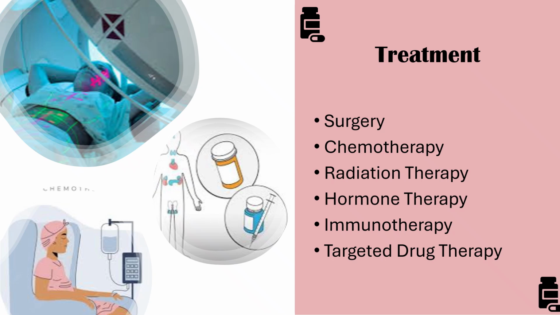Treatments include surgery, chemotherapy, radiation therapy, hormone therapy, immunotherapy, and targeted drug therapy. Approximately 70% of patients will experience an ovarian cancer recurrence. The stage of cancer at diagnosis significantly influences recurrence risk. So stage 1, it's a 10% chance of coming back, stage 2, 30%, stage 3, 70 to 90%, and stage 4, 90 to 95% chance of coming back.